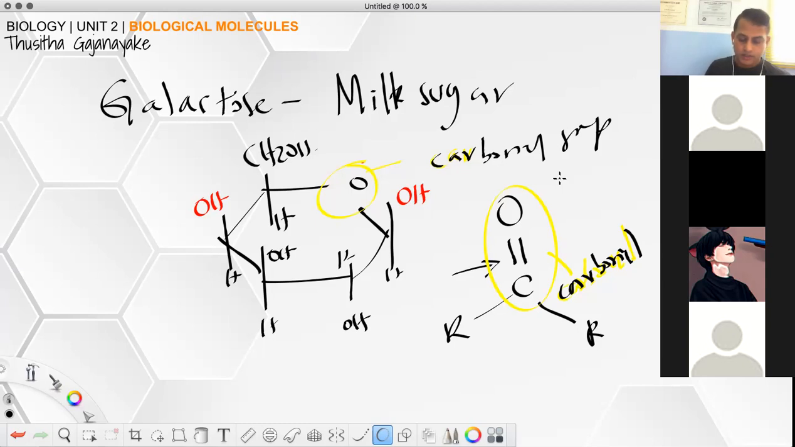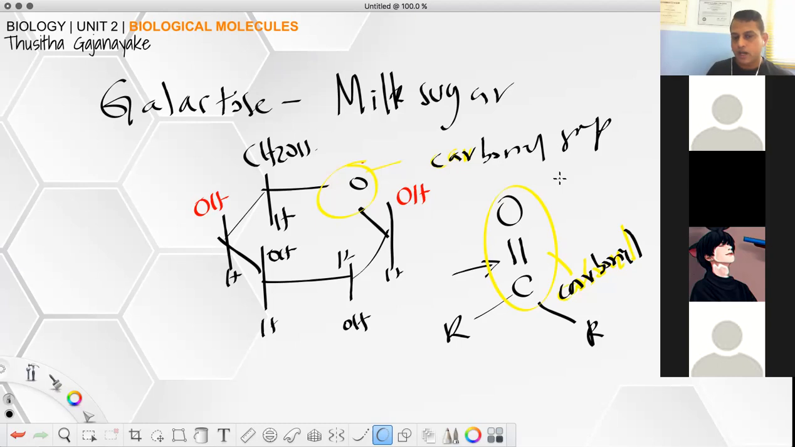Okay, glucose, fructose and galactose. These are the three monosaccharides. Now these monosaccharides join together to make a disaccharide. So what are the disaccharides we need to know? Maltose, lactose and sucrose. Maltose is again a common sugar in most of the plants, and lactose is milk sugar, and sucrose is again a plant sugar. It's a plant transport sugar.